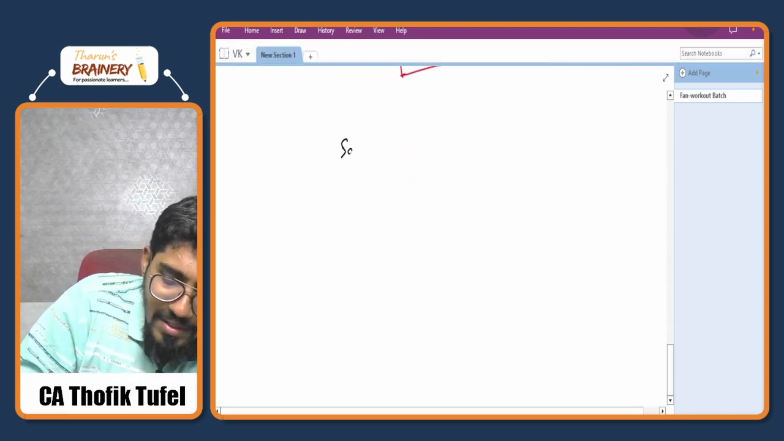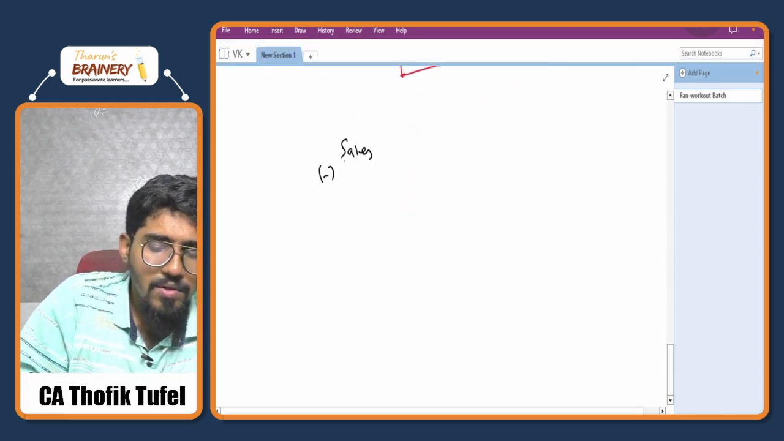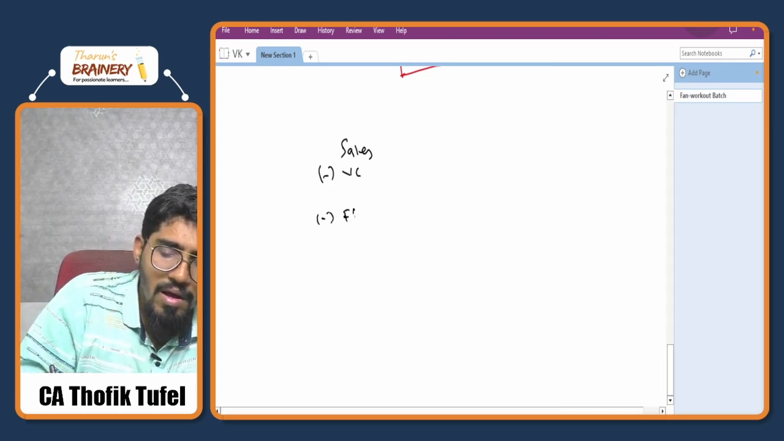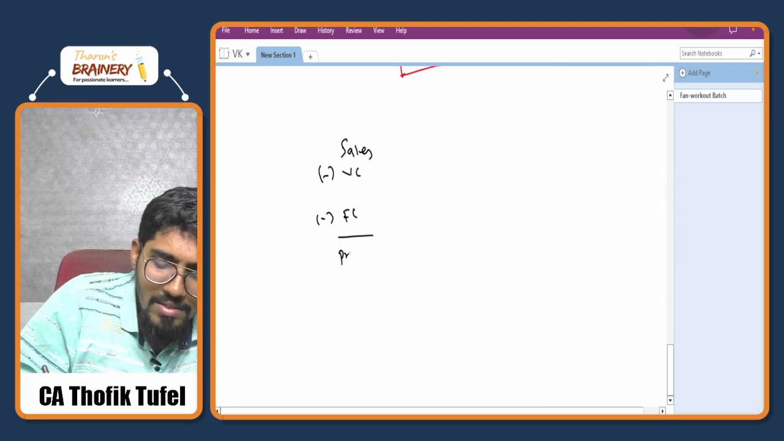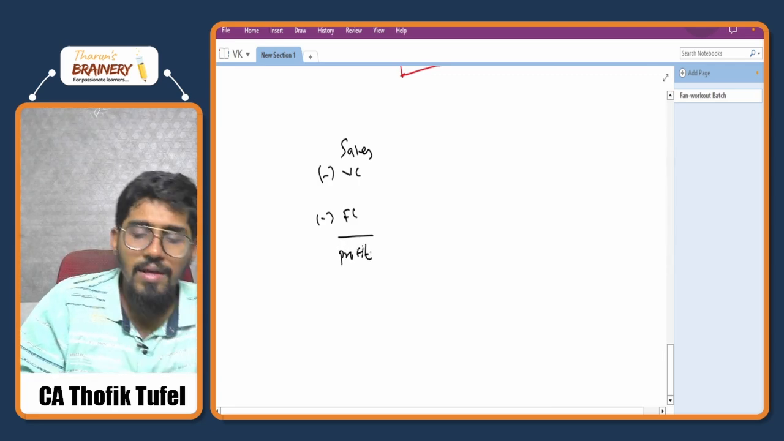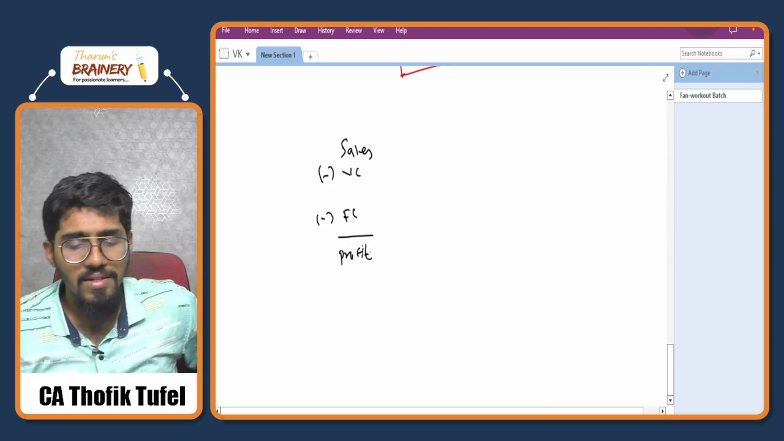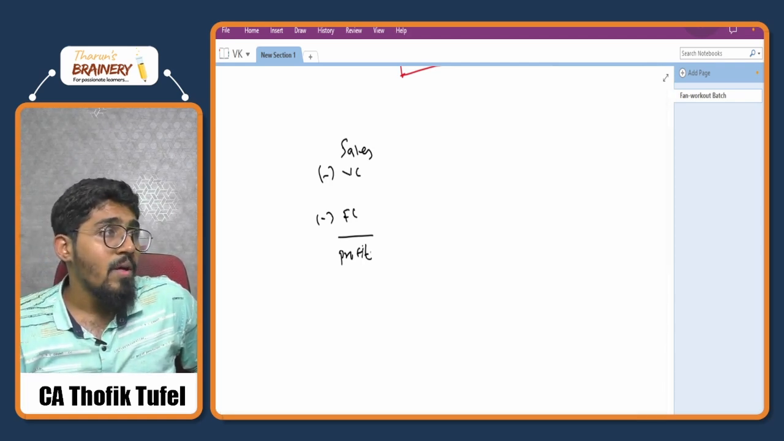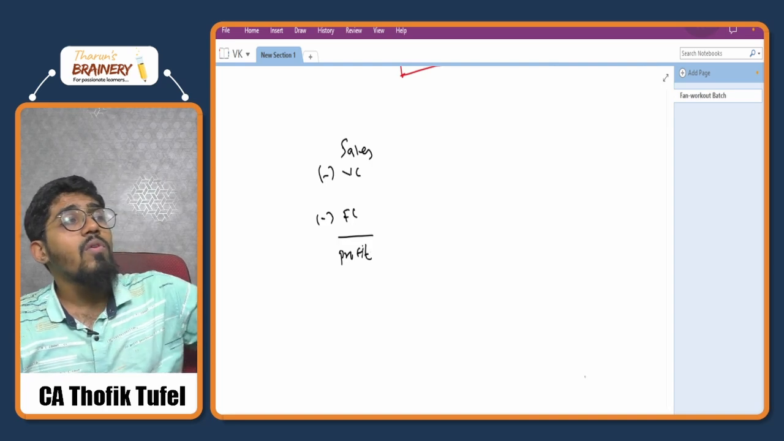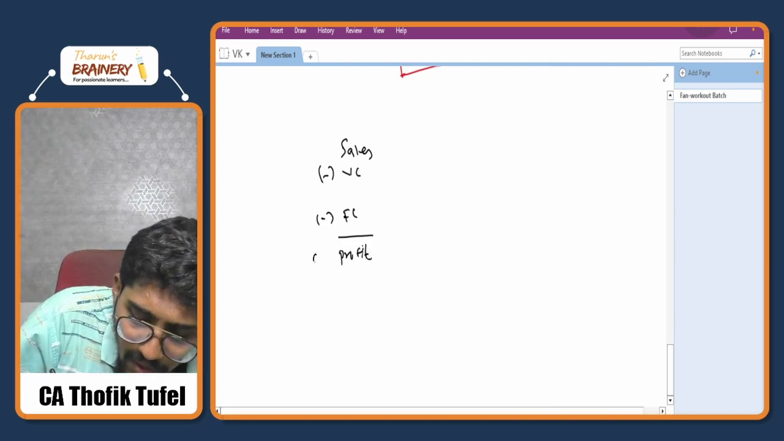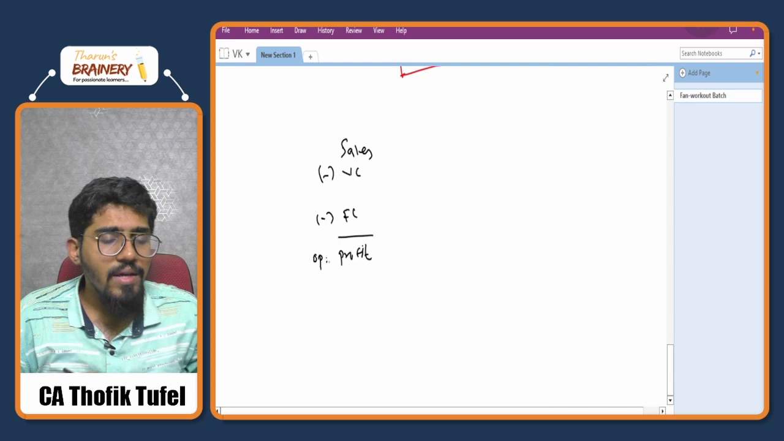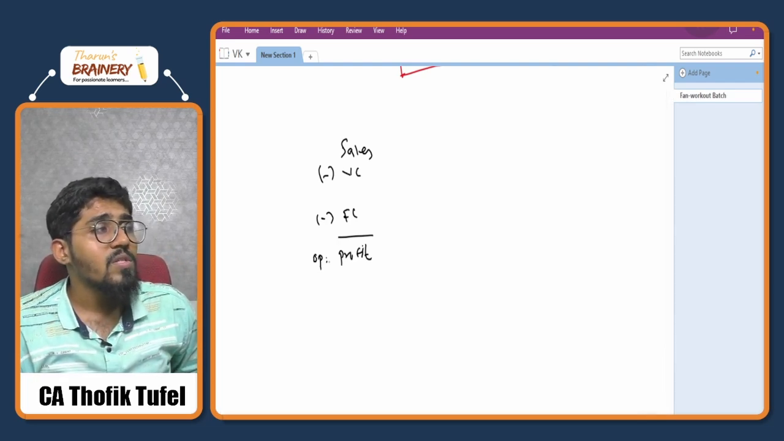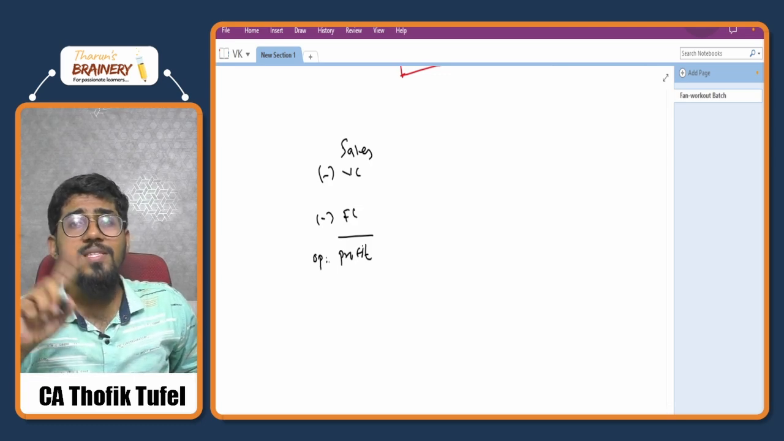So what I'm going to write: sales minus two types of cost, variable cost, so sales minus variable cost minus fixed cost is equal to profit. Nothing but that chart I am writing in a list, correct? The profit that I'm having because of the operations of my company, I call it operating profit. This is the profit I'm earning because of the operations of my company. My operations are there, my profit is there.